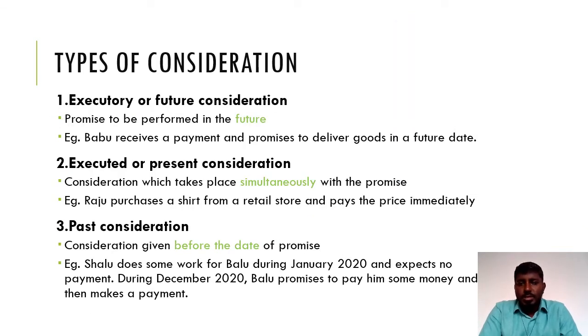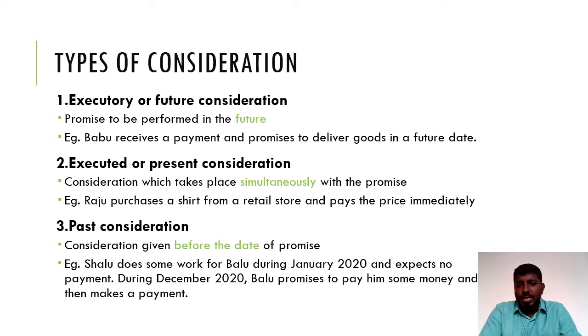Next we will see the types of consideration. There are three types of consideration here: executory or future consideration, executed or present consideration, and finally past consideration. When we look into the first, future consideration, a promise has been given to be performed in the future, and the payment is being made now. For example, Babu receives a payment and then he promises to deliver goods at a future date. He receives the payment today and promises to deliver goods for that person at a future date, to do something in the future. So that is called future consideration.